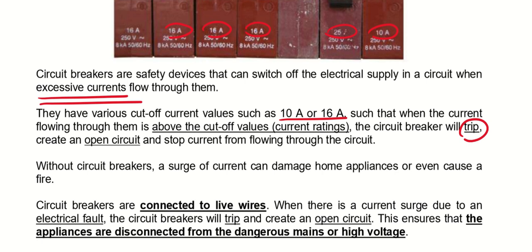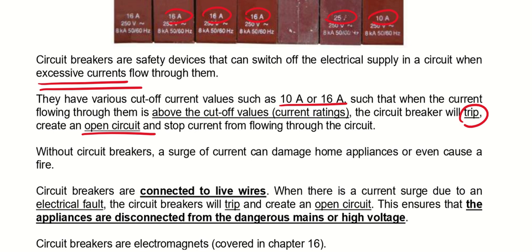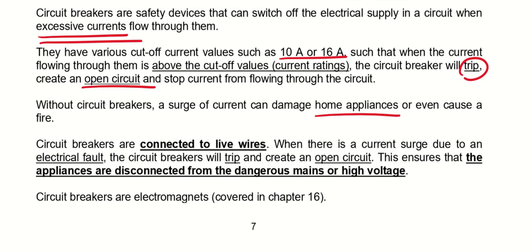All right, it creates an open circuit. When there's an open circuit, current can no longer flow through. Now, without a circuit breaker, a surge of current can damage home appliances or even cause a fire. So in this case, it is more an indirect protection of the home appliances or the house itself.